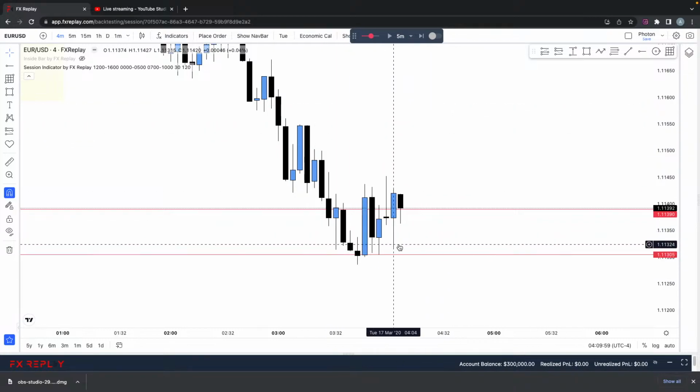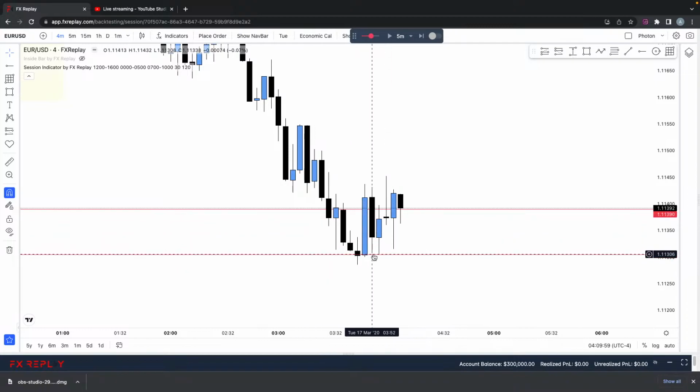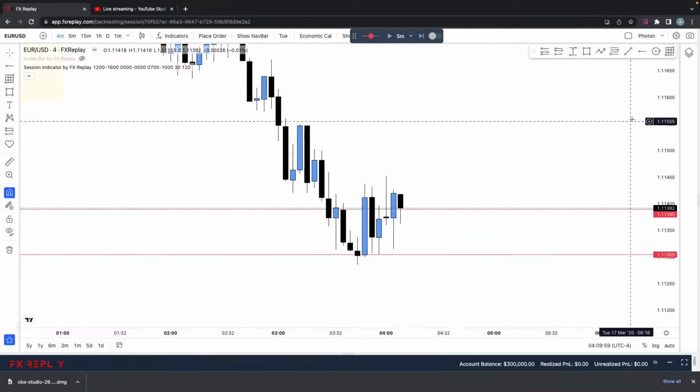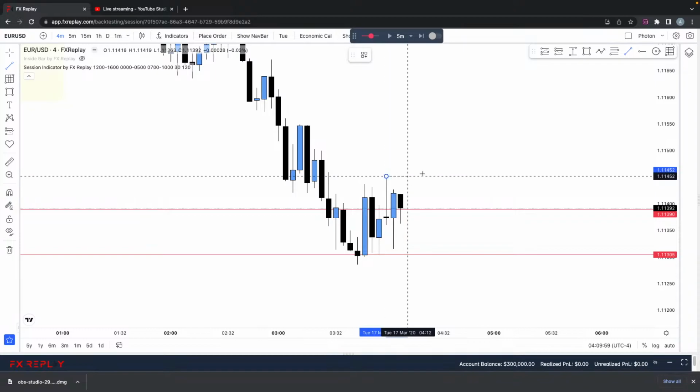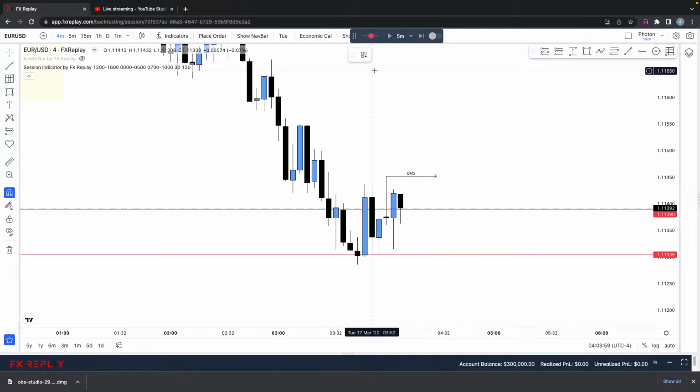So as you can see, we're showing wick rejections here. Look, wick rejection, no body close really. Strong wick rejections, wick, wick. So now if we break this, this would be our break in market structure. Yep, break in market structure, BMS.